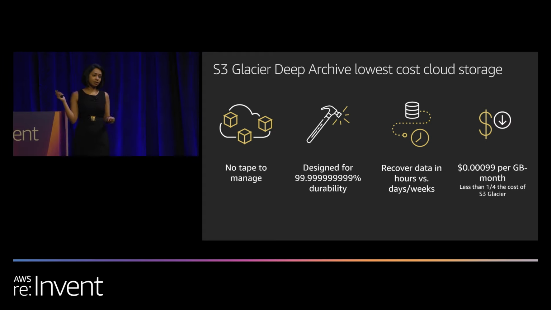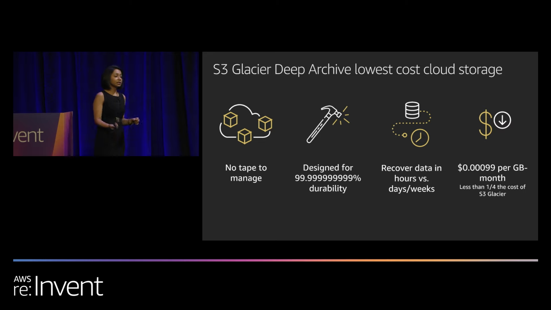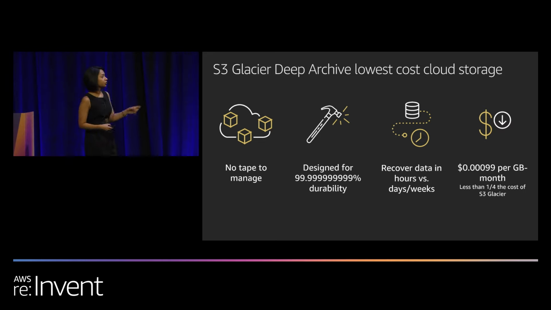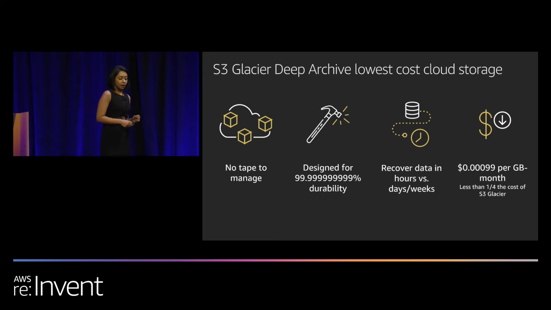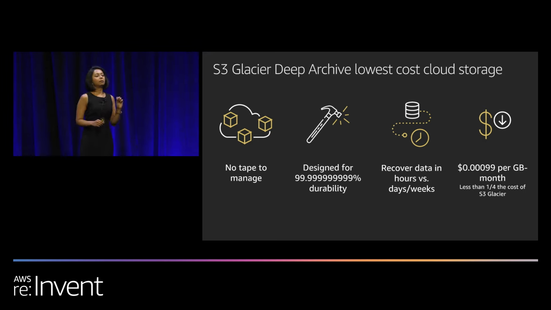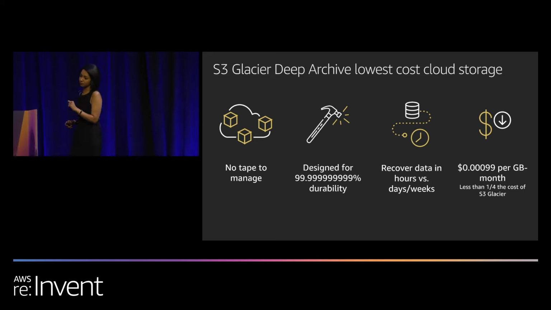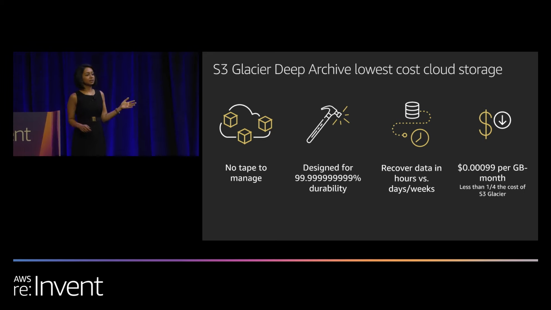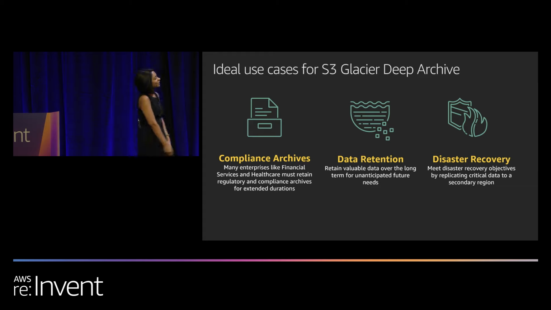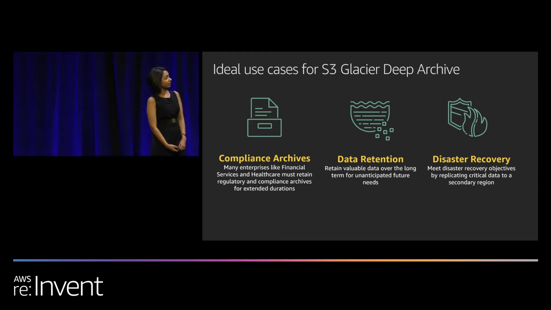It gives you the same durability that you've come to expect of all the storage classes in S3. It recovers data in 12 to 48 hours, as opposed to weeks that it might take you if you're storing something on an off-premises tape. Finally, it gives you the same performance as S3 Glacier with a much, much lower price point. It costs you 1/10 of a cent to store data in Glacier Deep Archive per gigabyte month, which translates to $1 per terabyte per month. And you can't really go lower than that. So these are the use cases that you might want to use Glacier Deep Archive for.